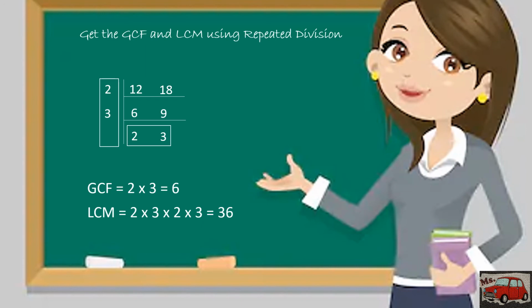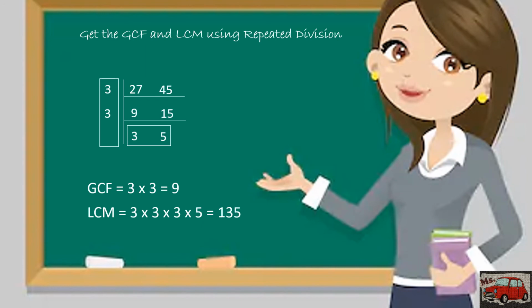Now, the LCM is kapag minultiply mo lahat ng prime numbers mula sa kaliwa hanggang dun sa ilalim. Okay, so we have 2 times 3 times 2 times 3, then we have 36. Okay?